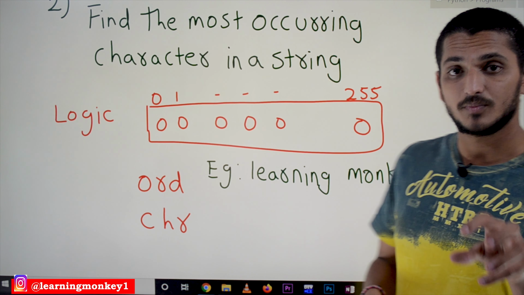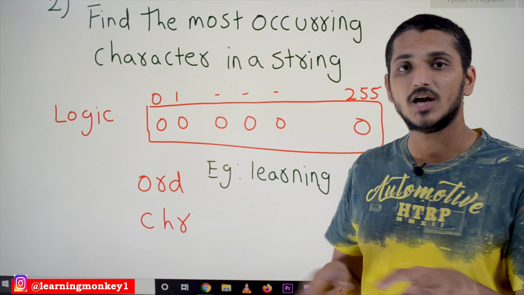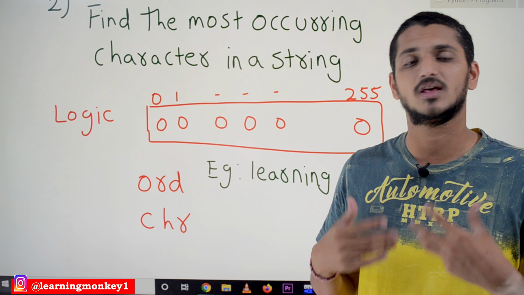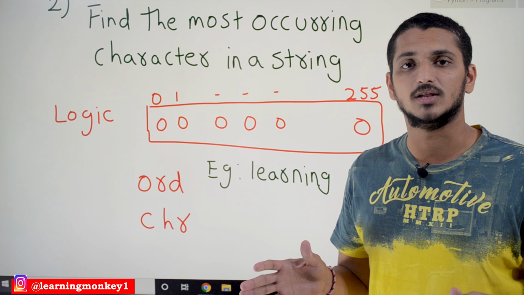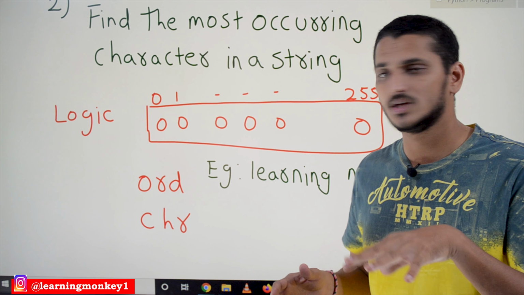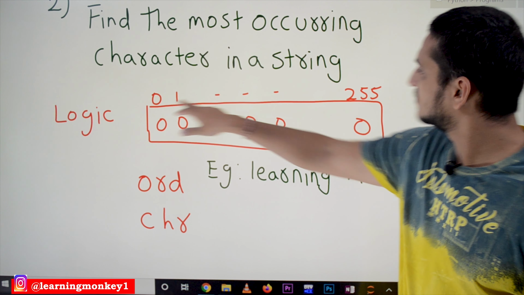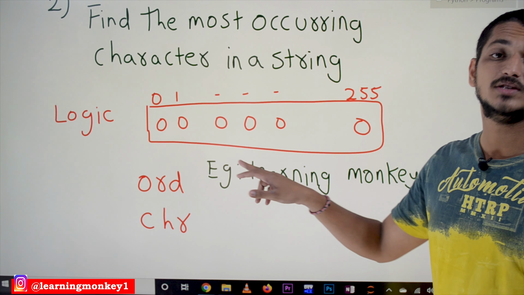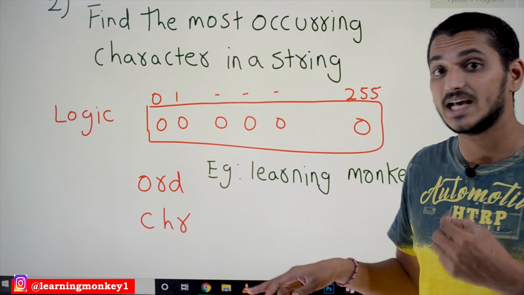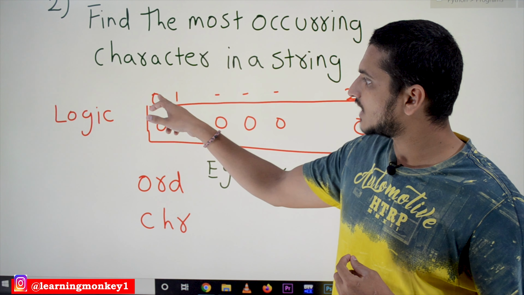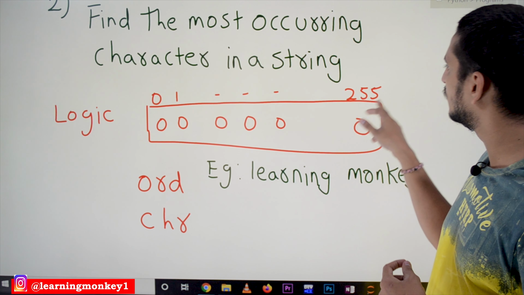We already discussed previously how many ASCII characters there are, in total 256. The logic which we are using here is that we take a list of size 256, and we know that the index values start from 0, 1, 2, and so on up to 255.